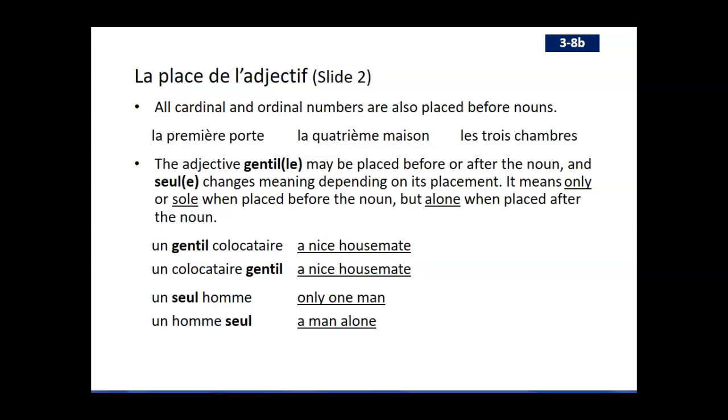If I'm using the adjective seul, the meaning is going to change depending on where I put it. So this one is kind of movable. Un seul homme just means I'm counting one individual man. I'm pointing out that individual man. But if I say un homme seul, it's a man alone. It's a man without other people around him. Maybe he's lonely. Okay, so that one is a movable one, just like gentil.